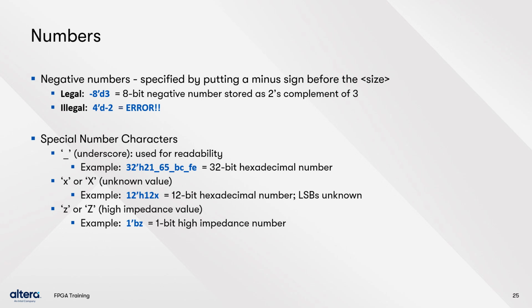There are a few special characters that apply to numbers. First, you can use an underscore to improve readability. The underscore will be ignored by Verilog HDL. An X represents an unknown value and a Z represents a high impedance value. If the most significant bit is 0, X, or Z, the number is extended to fill the most significant bits with 0, X, or Z, respectively. If the most significant bit is 1, the number is extended to fill the most significant bits with 0.